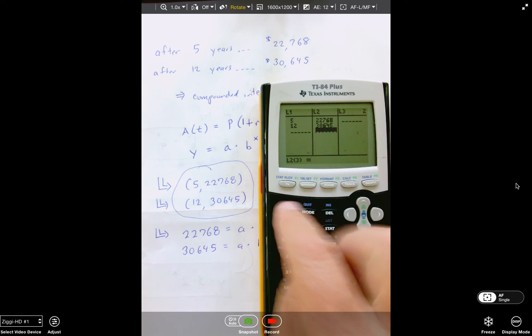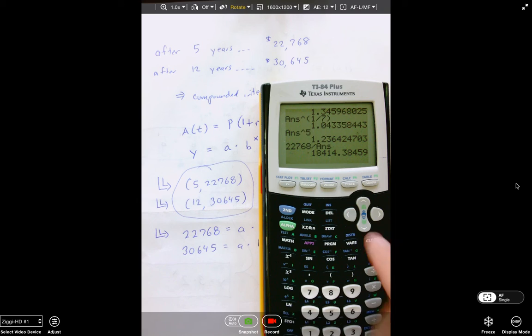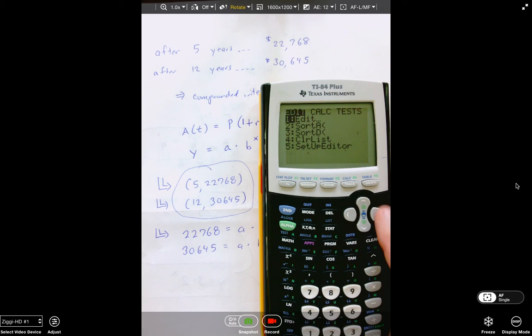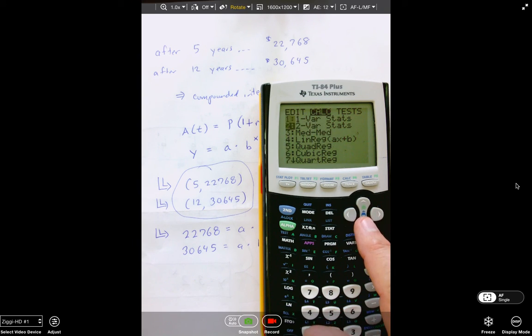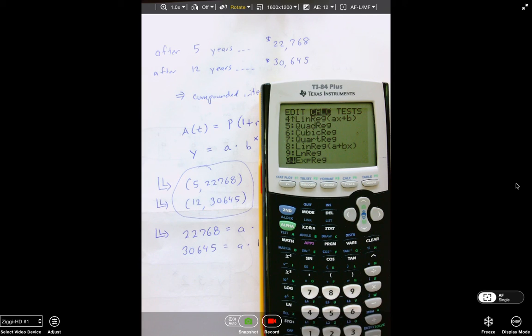Now let's go second function quit just like we did before. Let's go to stat. Let's go over to calc. And this time I want you to come all the way down and find exponential regression. Right there, EXPREG. We put our numbers in L1 and L2. And you can see those are the values we get. Same thing we got before.